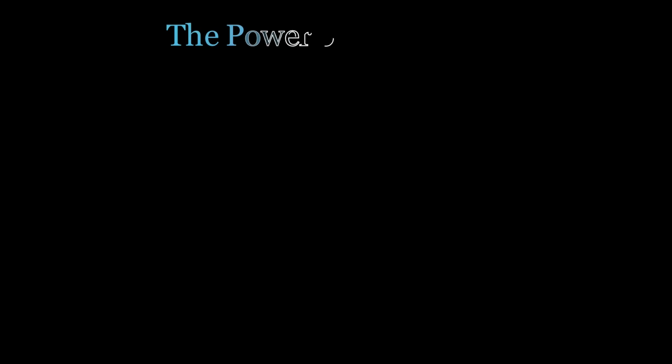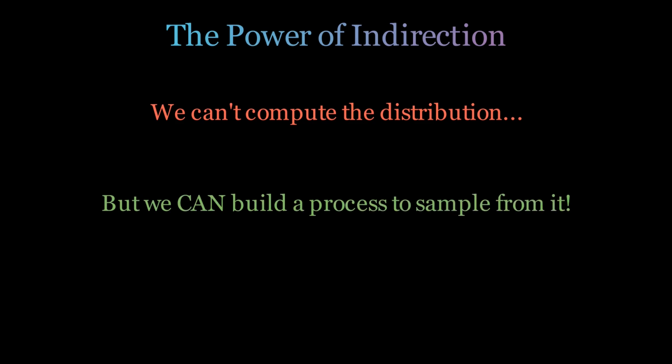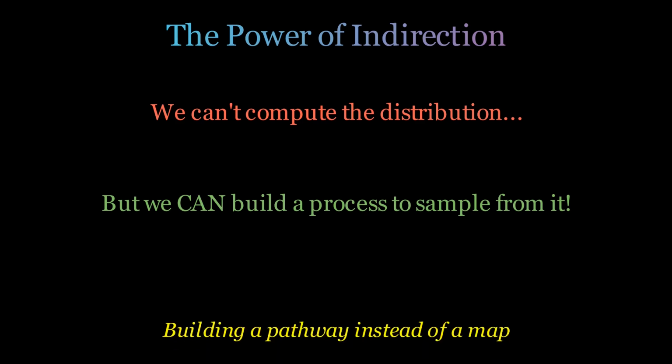The profound insight here is the power of indirection. We can't easily compute the distribution we want, but we can build a process that samples from it. We can't directly generate perfect images, but we can generate a chain of transformations that gets us there. This is the essence of MCMC and is fundamental to understanding how diffusion models work. We are not finding the distribution, we are building a pathway to sample from it.